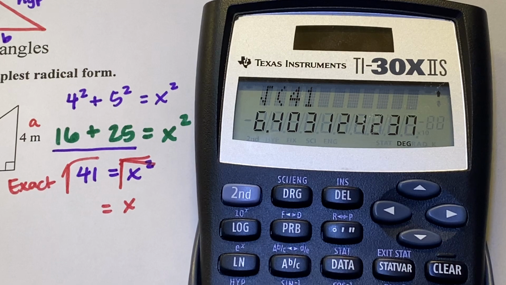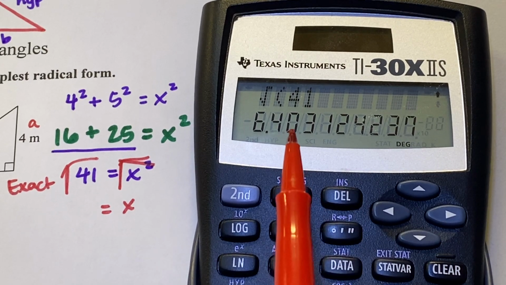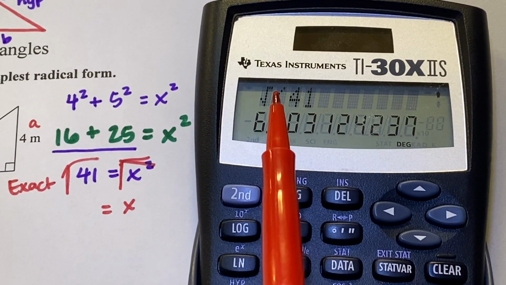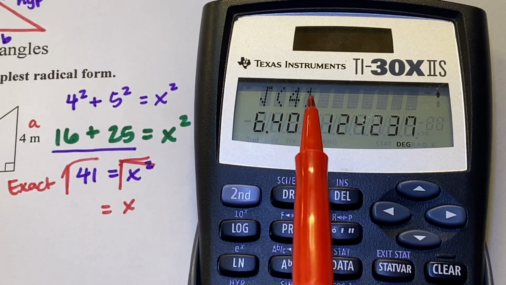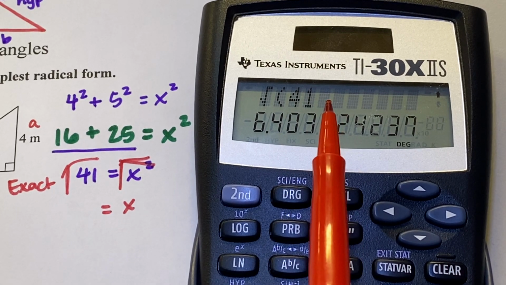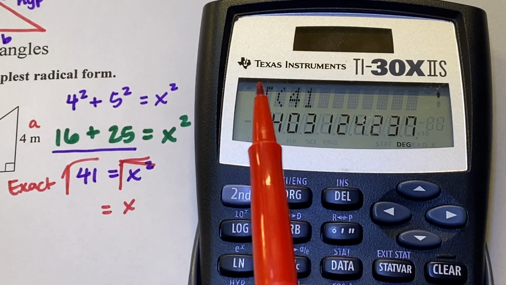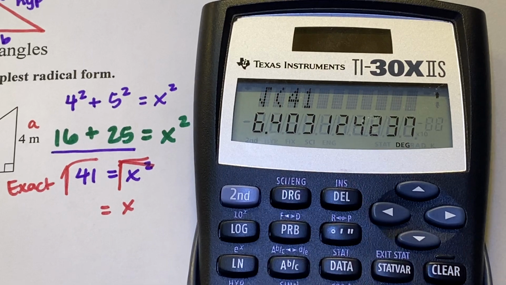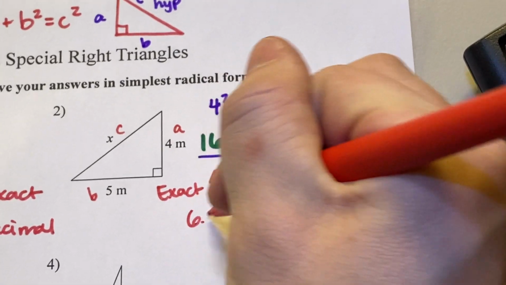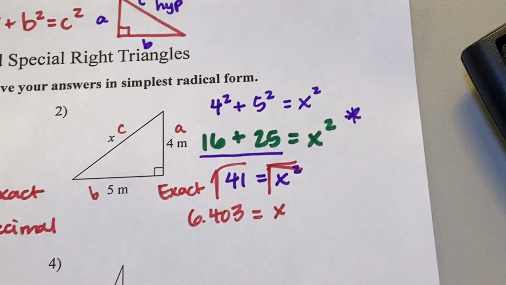Okay, let's practice rounding. Let's say it wants it to 3 decimal places this time. Okay, so 3 decimal places, 1, 2, 3. Look behind the 3. Is the 1 gonna bump it up or keep it a 3? No, it's not gonna bump it up, so our final answer, 6.403.